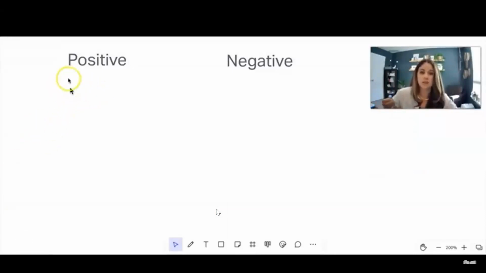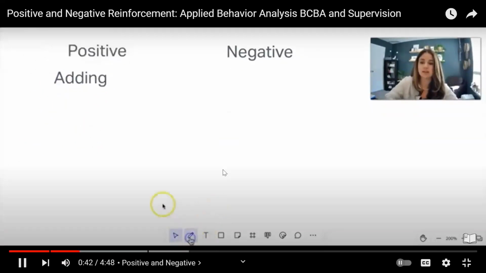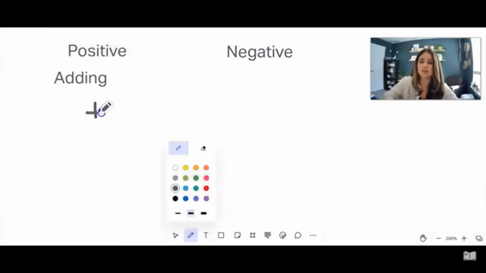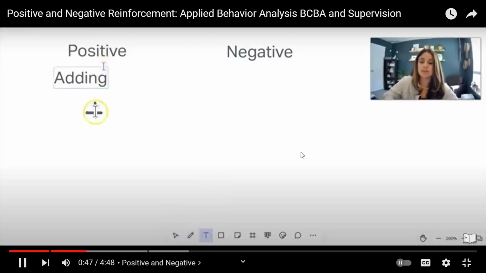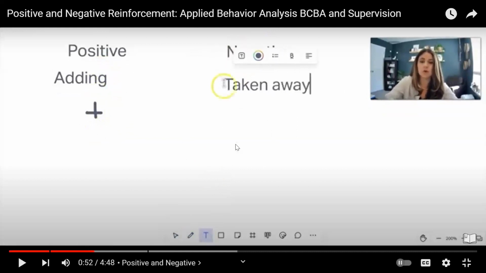So that's what we want to think of when we think of positive. It's not necessarily good. It's just simply adding something. So you can think of a little plus sign, positive. And then with the adding, you have your positive. And then with negative, it is something taken away.